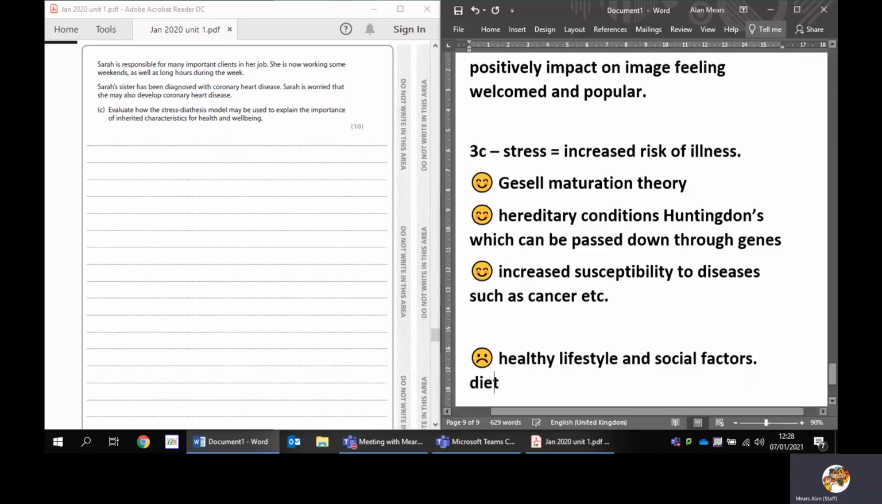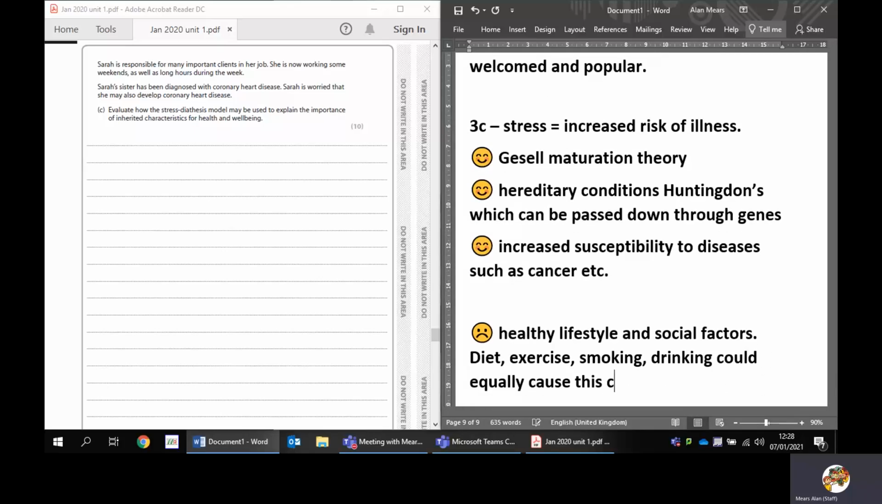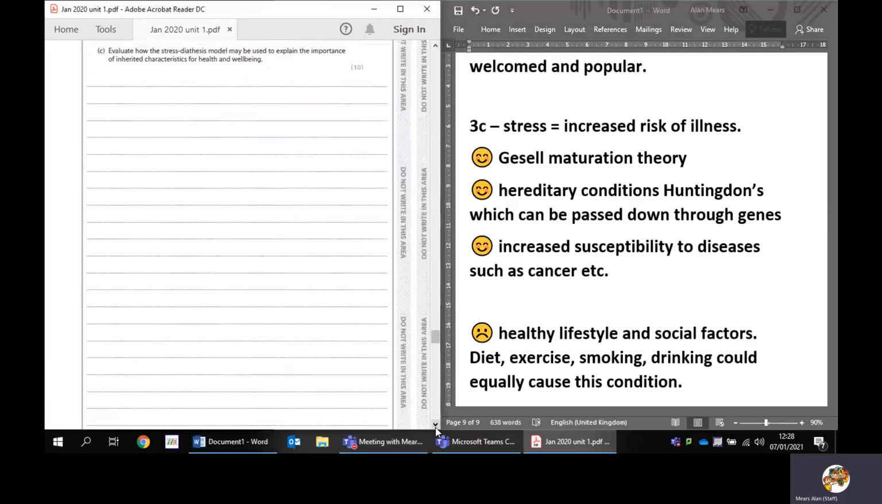So diet, exercise, smoking, drinking could equally cause this condition. It doesn't necessarily mean it's a hereditary one. So again, they could be the evaluative points that contribute to this discussion. Again, slightly less. There's not necessarily that many theories we could bring in, but the main point would be arguing that there are things that could be inherited and things that are not.